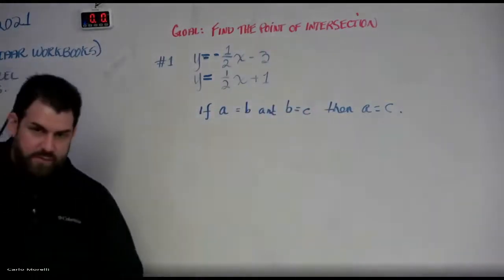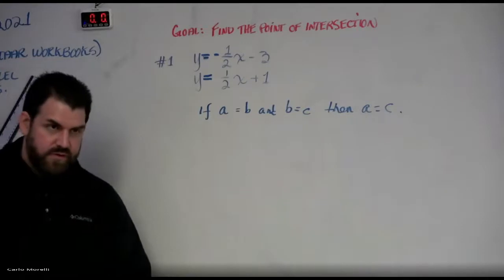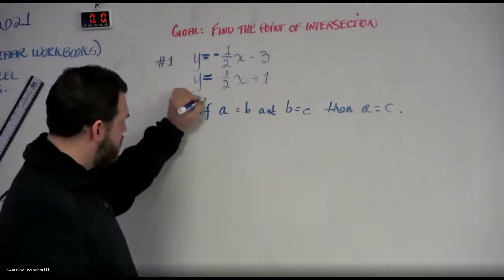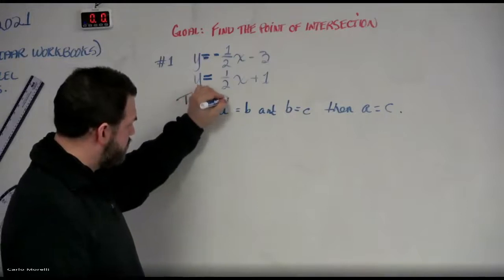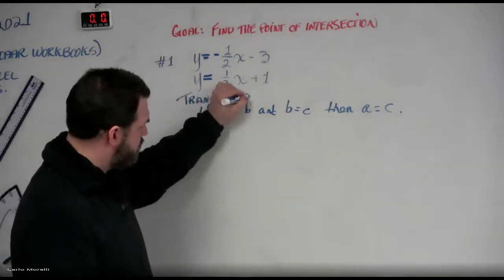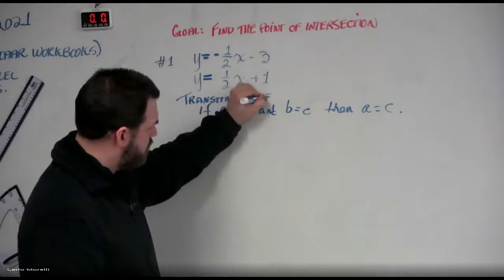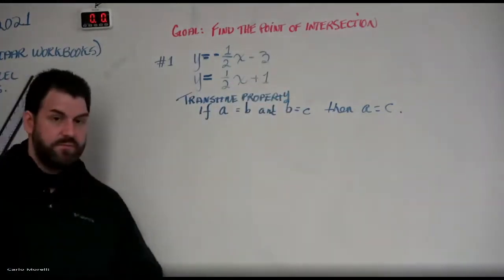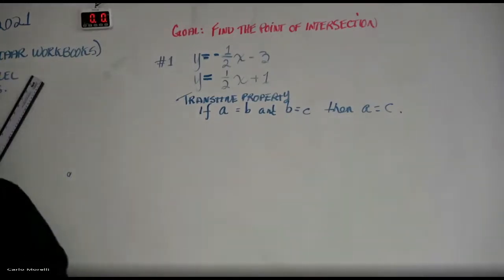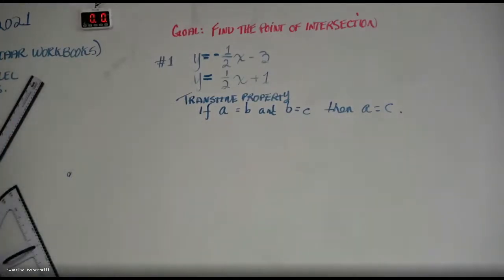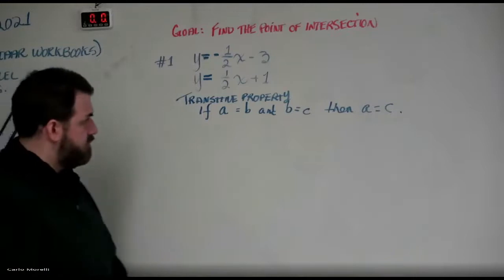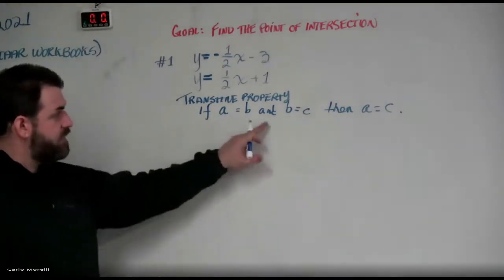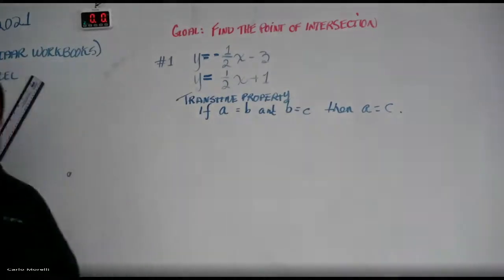Do you remember this property of math from your younger years? This is called the transitive property. You know, like we got the commutative property, the distributive property, the properties of equality that we learned. This is the transitive property. If A equals B and B equals C, then A equals C.